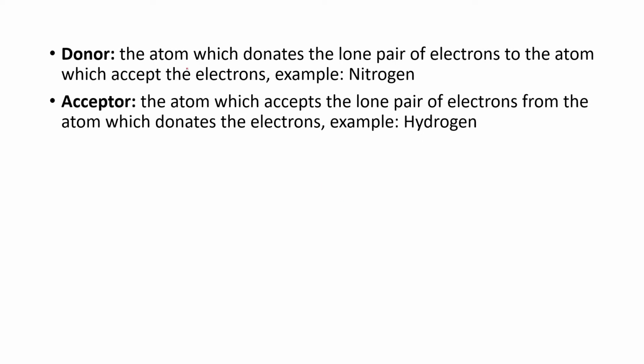Here we have to discuss the donor and acceptor in covalent bond formation. The donor means the atom which donates the lone pair of electrons to the atom which accepts the electrons, for example nitrogen, and the acceptor means the atom which accepts the lone pair of electrons from the atom which donates them. Now let us discuss donor and acceptor with the help of chemical reactions.